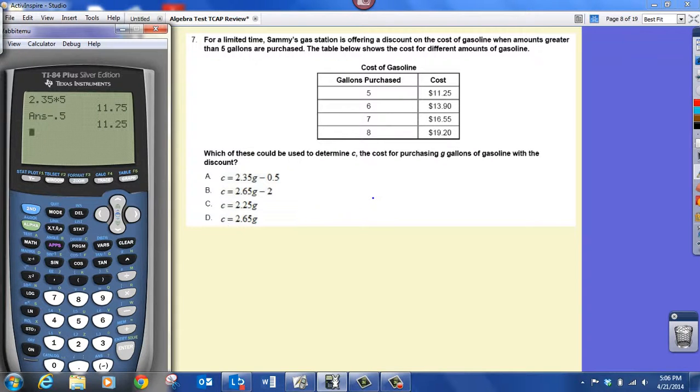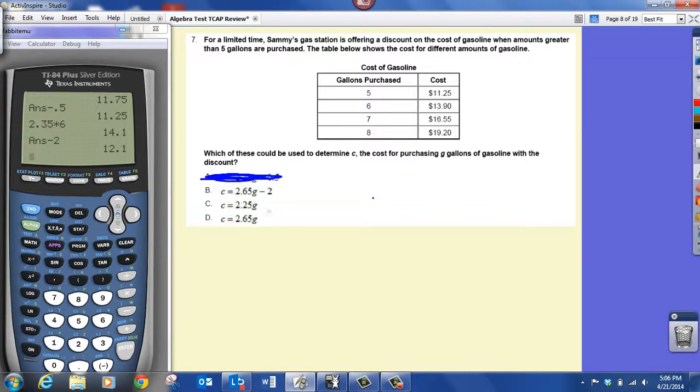So let's try it for the second one and see if it works if you get 6 gallons. So I do the same thing. I'll say 2.35 times 6 equals, and then I subtract 0.5, and then I get 13.6. Well, now I realize right then this isn't going to work, because every one that I test, for example, when I multiply 2.35 times the G and subtract 0.5, it should have equaled the cost. So I know in this case, A can't be my answer.